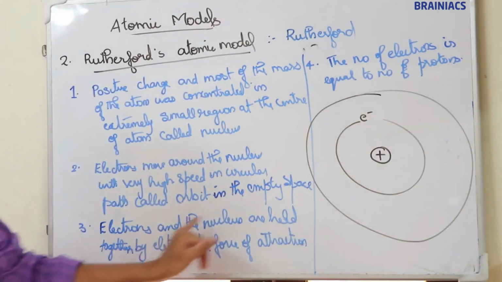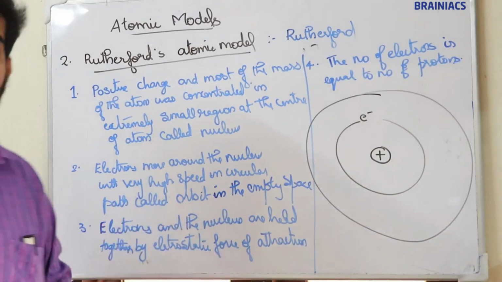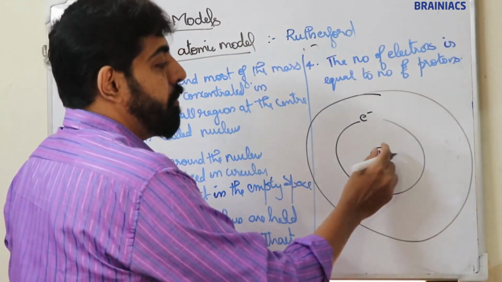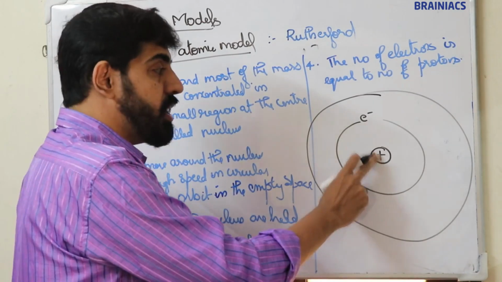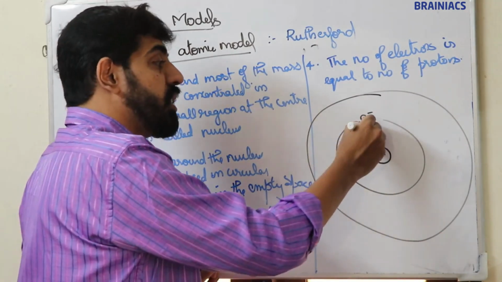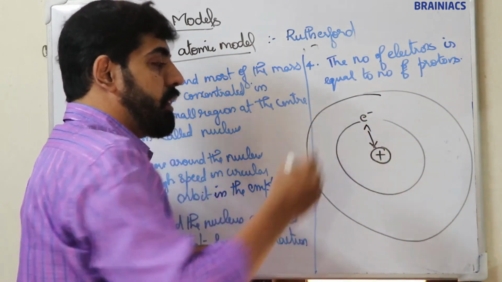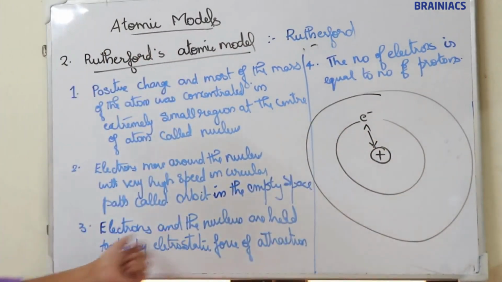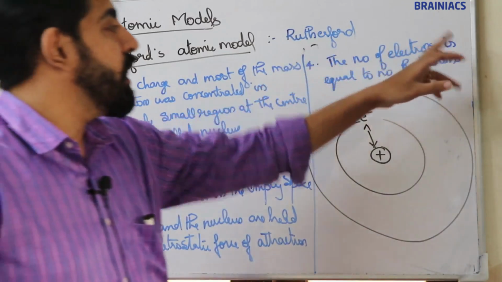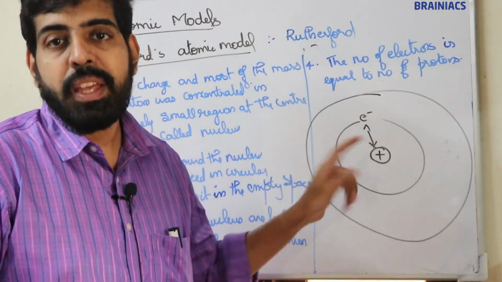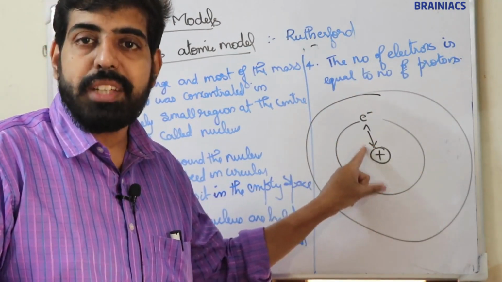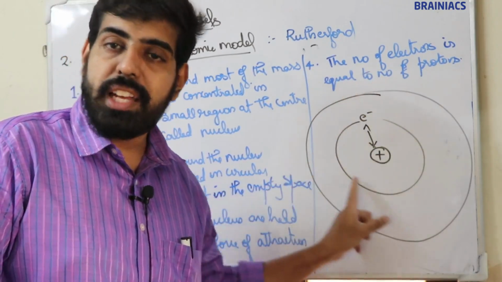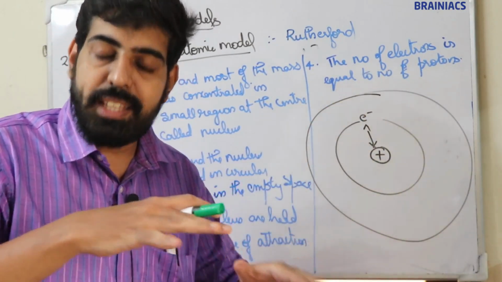Now, the electrons and the nucleus are held together by an electrostatic force of attraction. Here, the nucleus has a positive charge and the electron has a negative charge. The force of attraction between the electron and the nucleus is the electrostatic force of attraction. Third postulate: the number of electrons is equal to the number of protons. The number of protons present in the nucleus and the number of electrons which rotate around the nucleus are always equal.